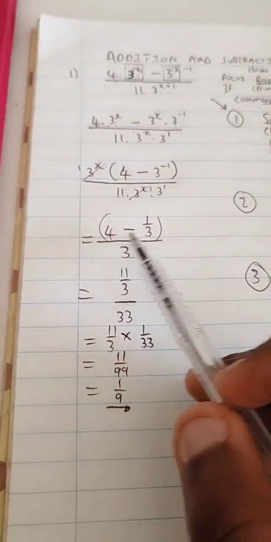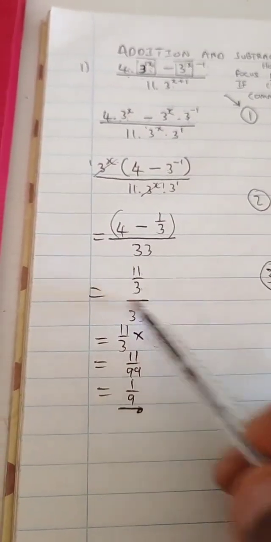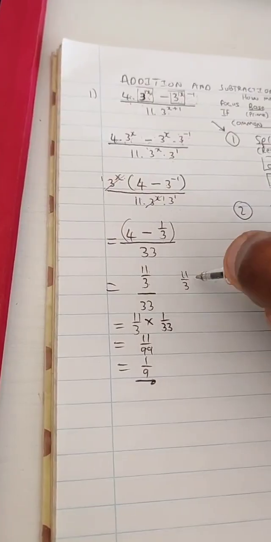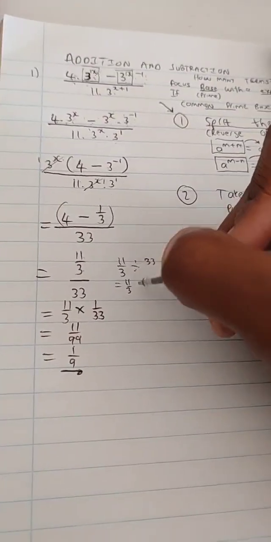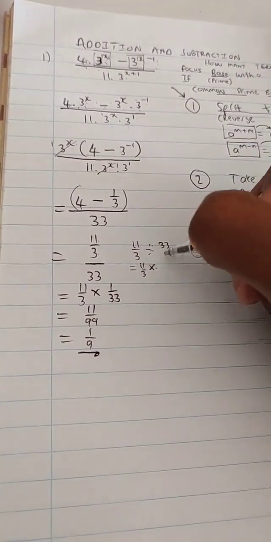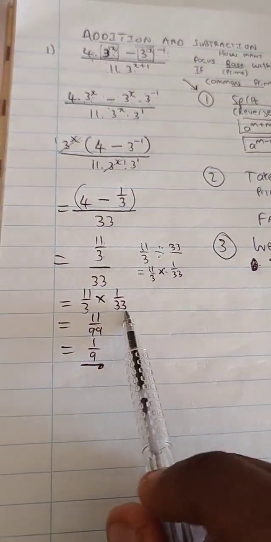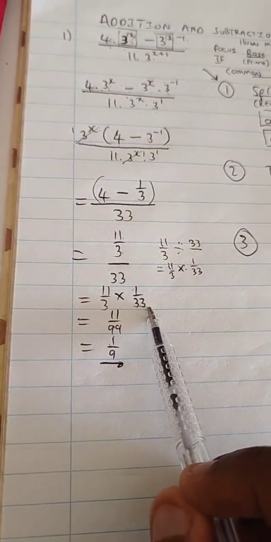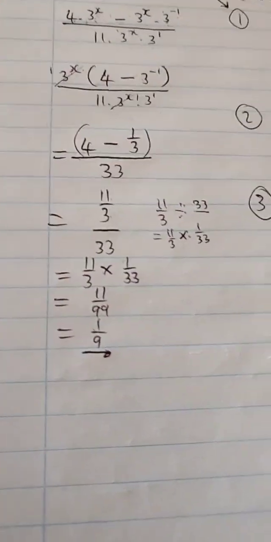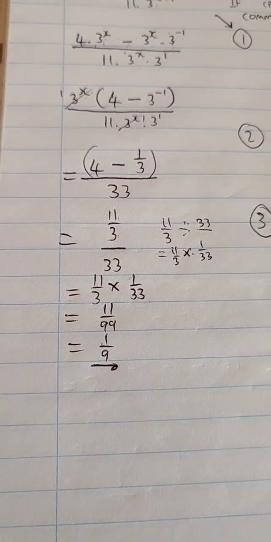Now for most of you, I'm sure you are maybe a bit lost here. 4 minus 1 over 3 is 11 over 3. Remember, 11 over 3 divided by 33 is actually 11 over 3. You change the divide to times, times to divide. Then what happens to 33? It becomes 1 over 33. So that's where this comes from. Then 11 times 1, 3 times 33, and 11 over 99 is actually equal to 1 over 9. And that's that. Okay.